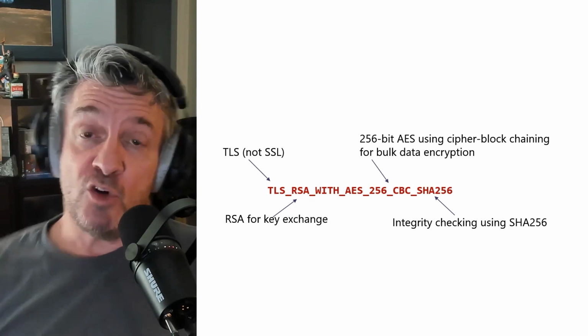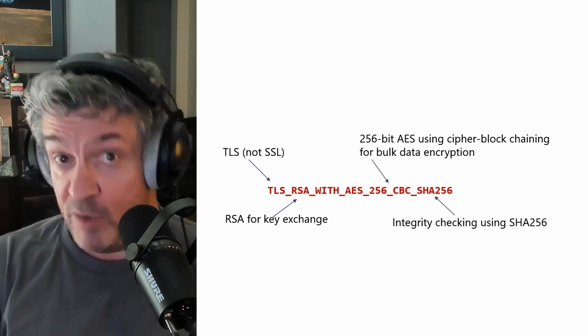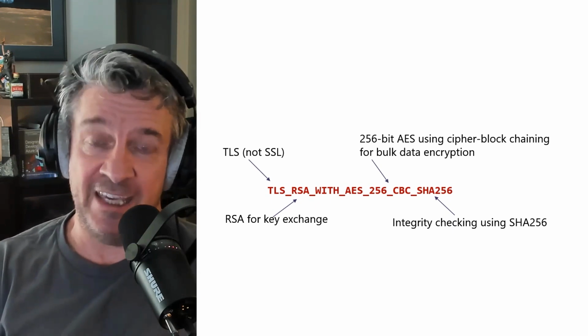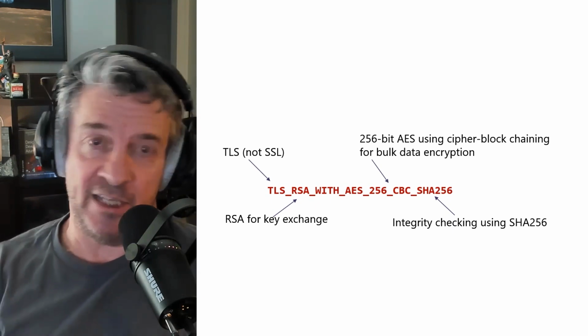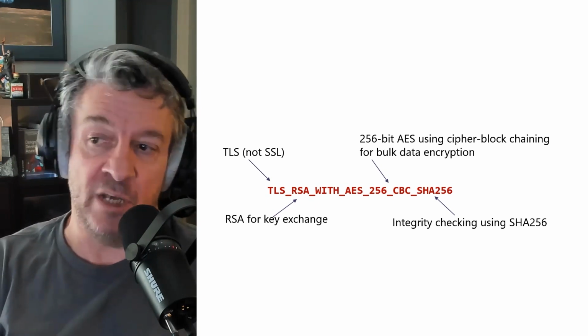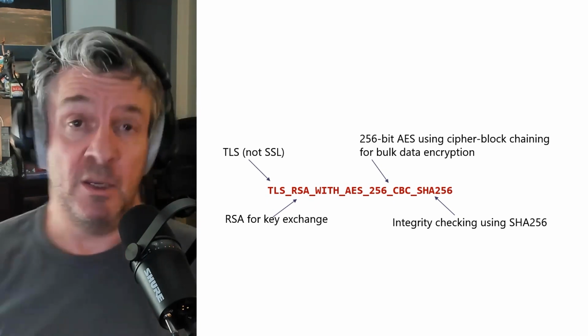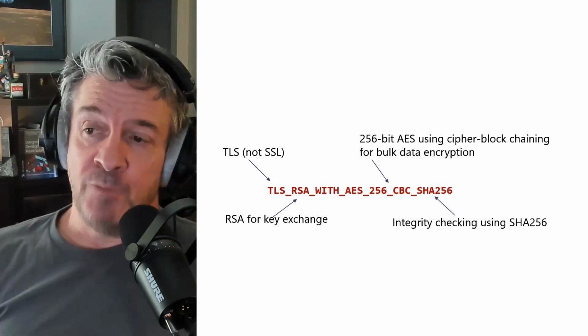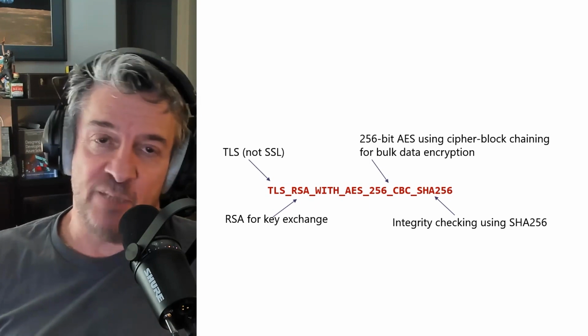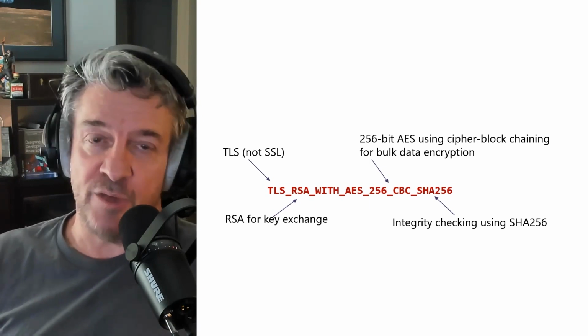And then for bulk encryption, for the actual encryption, here we're going to use AES-256, so a 256-bit key, using cipher block chaining, right? So that's the actual encryption mode. There's all different ways of doing it. Another very common one is what's called GCM, which is Galois Counter Mode. And then finally, we're going to use SHA-256. It's actually an HMAC, so it's a hashed message authentication code.